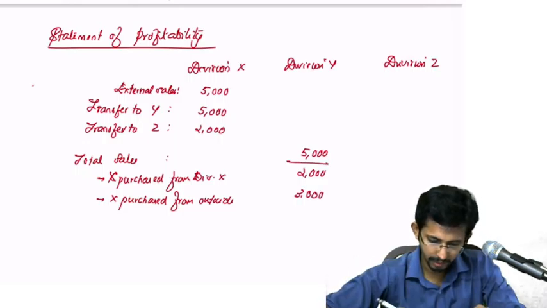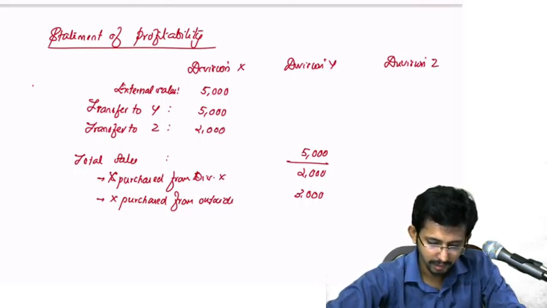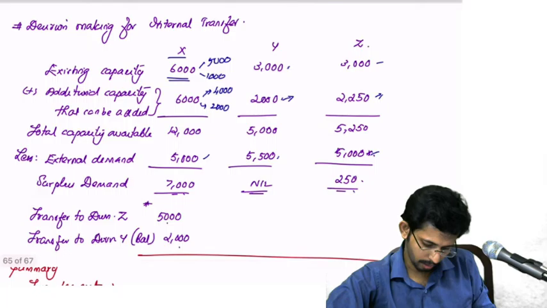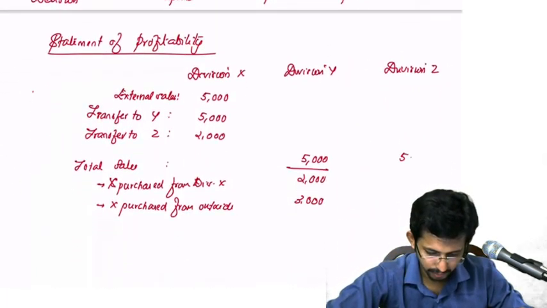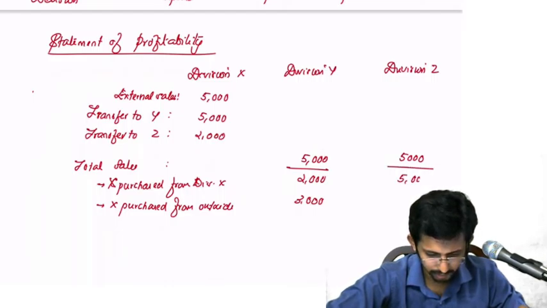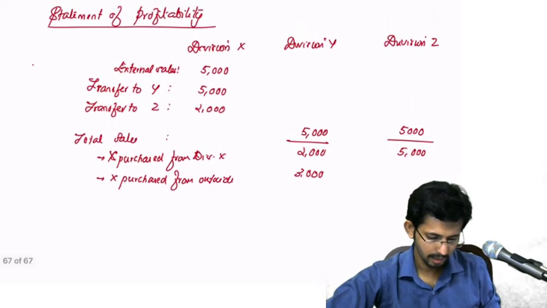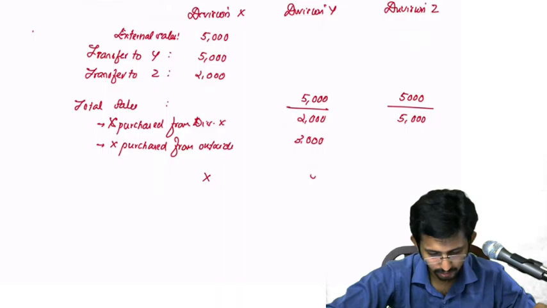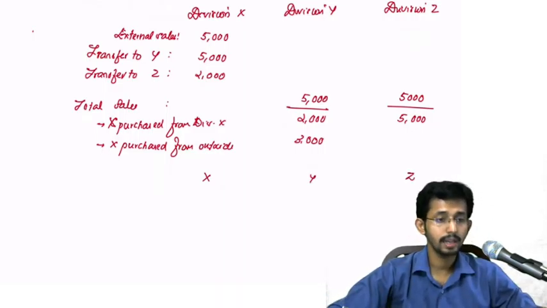Then in the case of division Z, total sales will be how much? Total sales will be 5,000. Okay, 5,000, and the entire quantity will be purchased from division X itself. Now the statement of profitability, X, Y, Z. This is the best strategy. Now X, Y and Z.